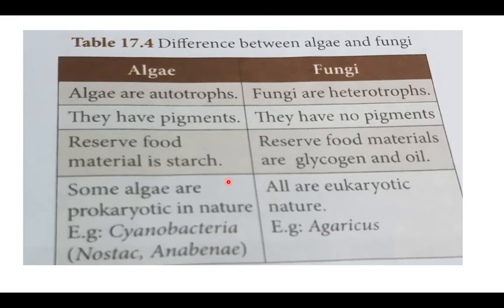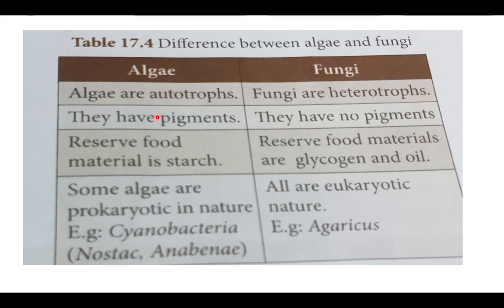Next, difference between algae and fungi. It is in textbook page 195. This is a very important 2-mark question. In this class we have discussed well about algae and fungi only. So now this is the difference. Algae is purely autotrophic in nature. Fungi are heterotrophs. Algae can prepare their own food. Fungi depend on other organisms for food. So that is heterotrophic in nature.